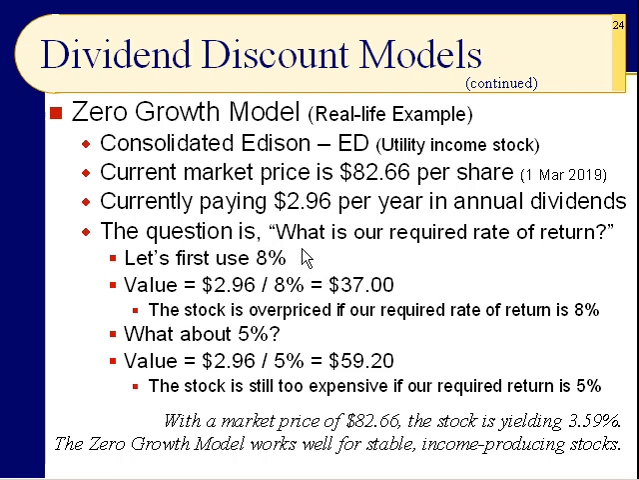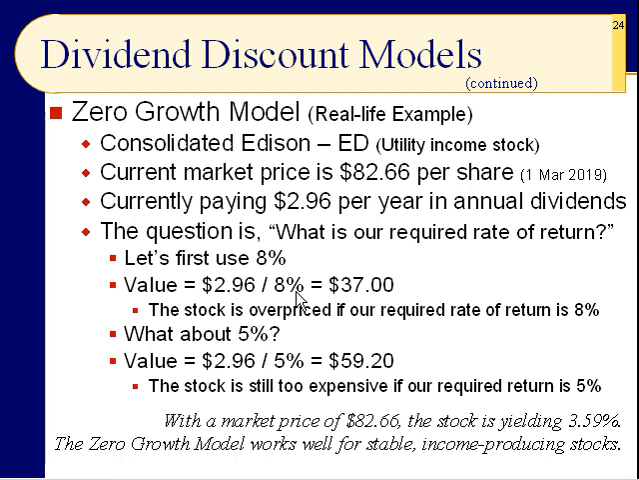Well, if we use 8%, we take $2.96 divided by 8%, which is 0.08. Do it. Make sure I didn't mess up, because I make a lot of mistakes, students. $2.96 divided by 0.08 is $37. The stock's selling for $82.66. So the stock is overpriced if we require 8%.